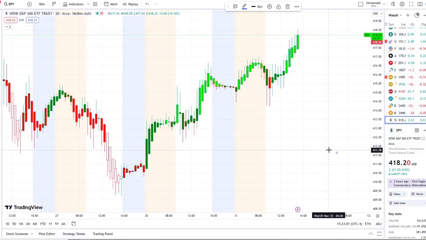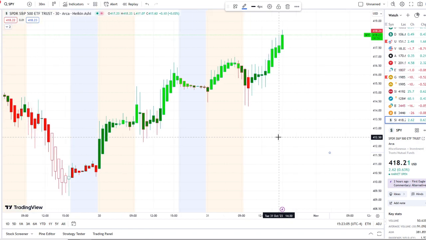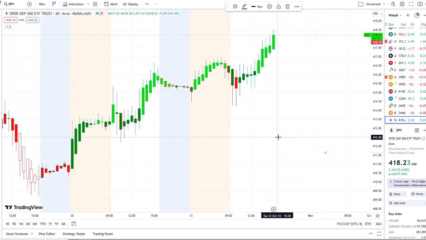So here we are with the SPY breaking out through key resistance levels, and in today's video we're going to break down the key levels I would watch going into tomorrow and what's going on with the inflow versus outflow and bull and bear indicators.